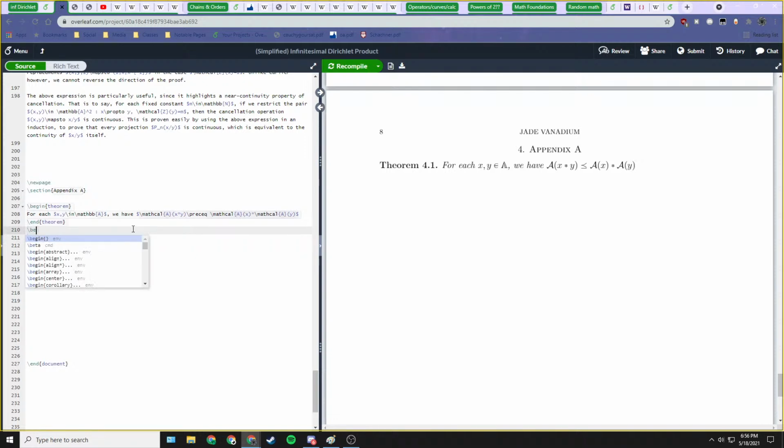So I'm going to start a proof here. What do we want to do? In order to work this out, we should try to work out this x times y first. So in order to prove this precession relation, we want to prove a less than or equal to, yeah, simplified.